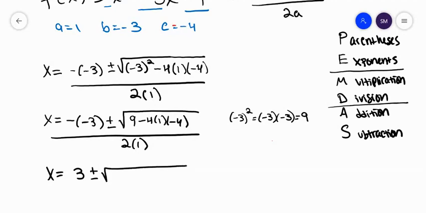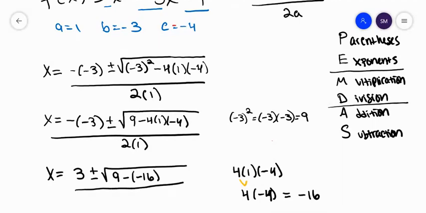Plus or minus the square root. This 9 minus, it's going to stay the same. And now I can do my multiplication among this 4ac. So I'm evaluating this 4 times 1 times -4. 4 times 1 gives me 4. And then 4 times negative 4 is negative 16. So now this is 9 minus negative 16. And then in the denominator, I can do my 2 times 1 because that's multiplication. And 2 times 1 gives me 2.